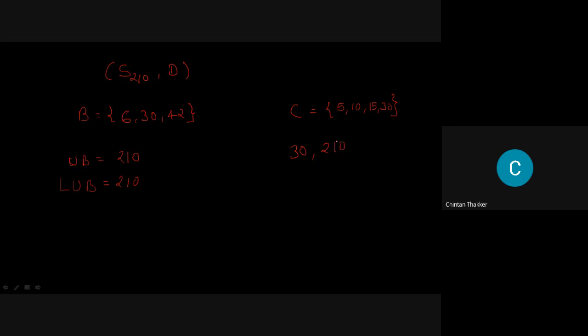Then the numbers which are greater than 210 are not in S210. So we stop here. So we have two upper bounds, 30 and 210, in S210.